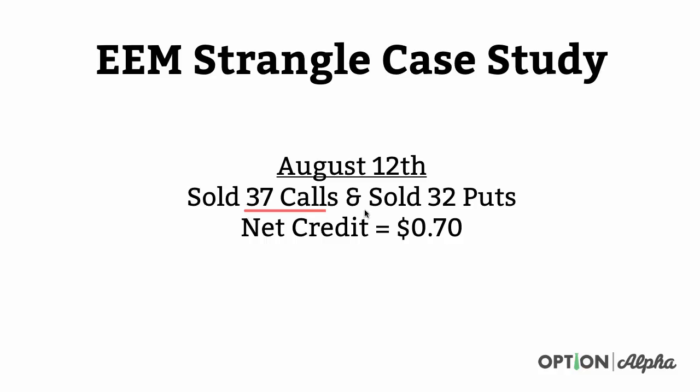Again, we sold the 37 calls and the 32 puts, basically took in a net credit of about $70. So a very wide trade here on EEM, had high implied volatility. We thought the stock was going to stay range bound for the time, so we want to take in a nice little credit of about $70.